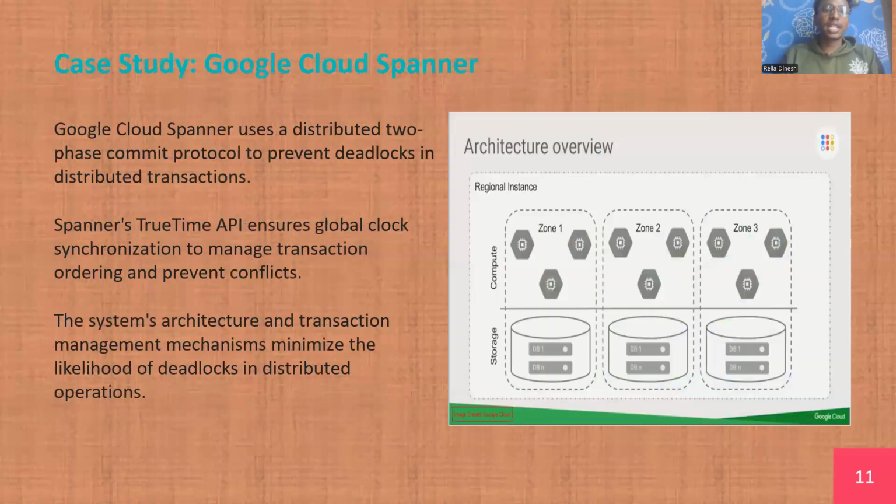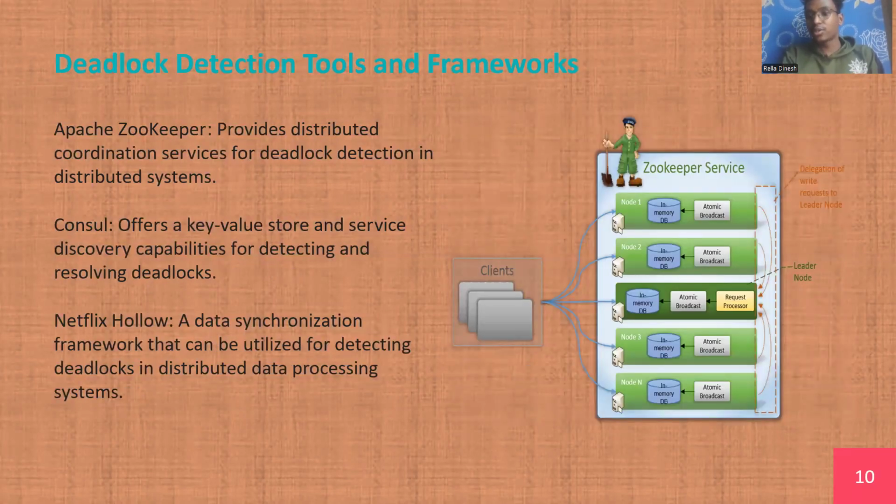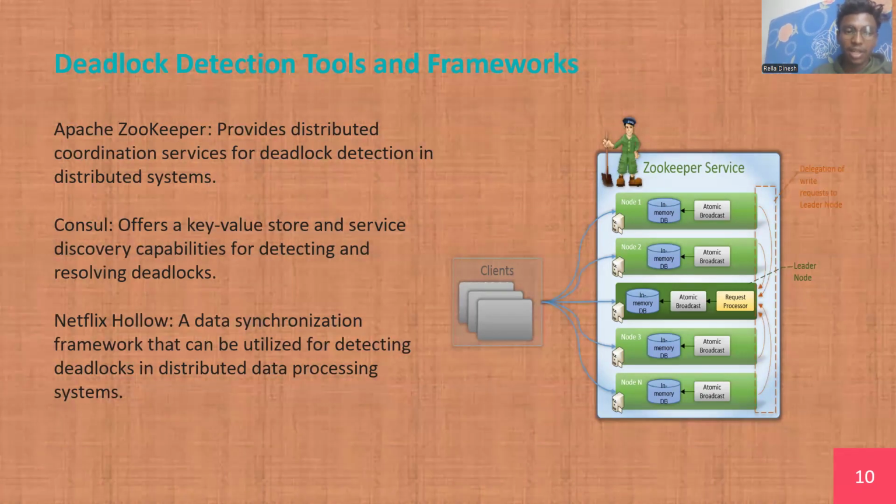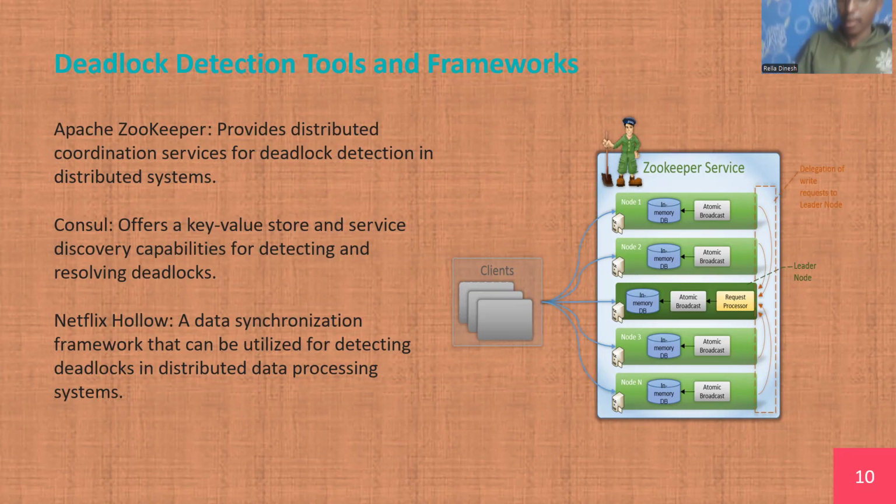Now we'll see the case study on Google Cloud Spanner. In the Zookeeper service, it coordinates services and handles the deadlocks. It provides distributed coordination. Consul stores the deadlocks in key-value pairs. Netflix Hollow synchronizes data. In this detection, the deadlocks are handled in a synchronized way, to detect the deadlocks in distributed process systems.